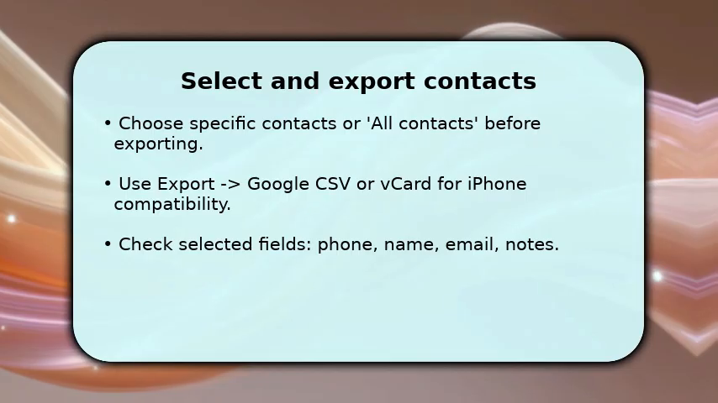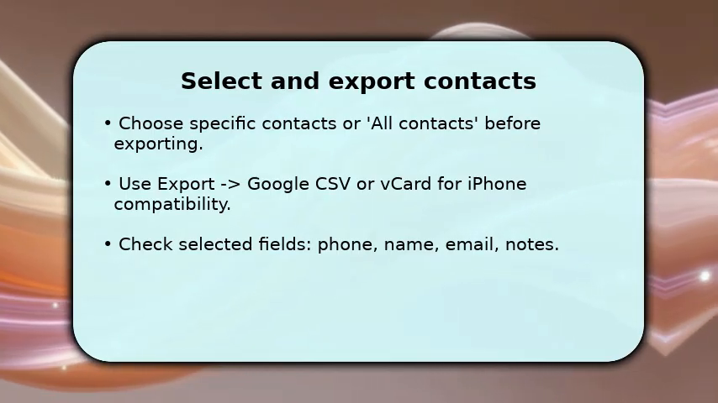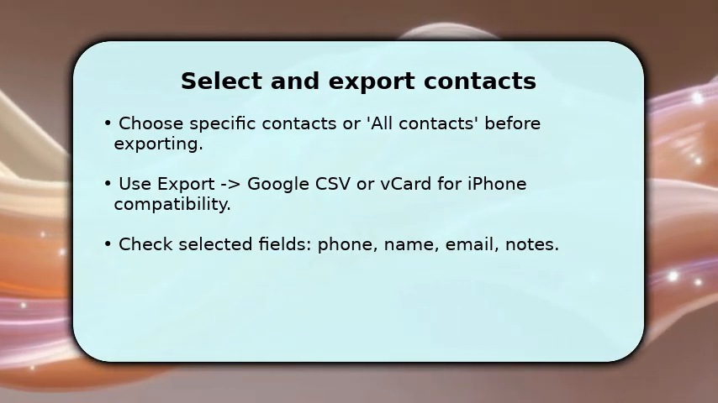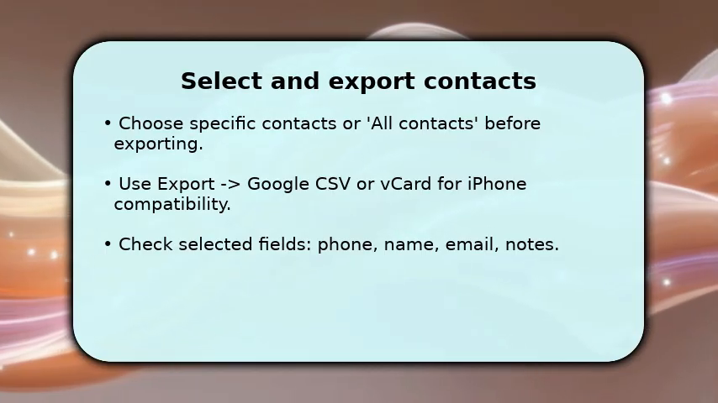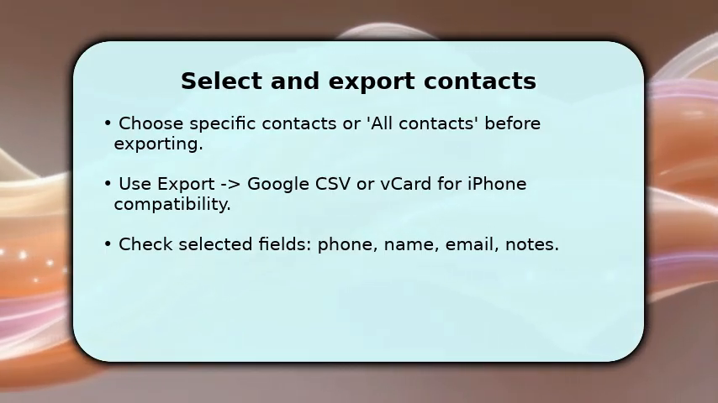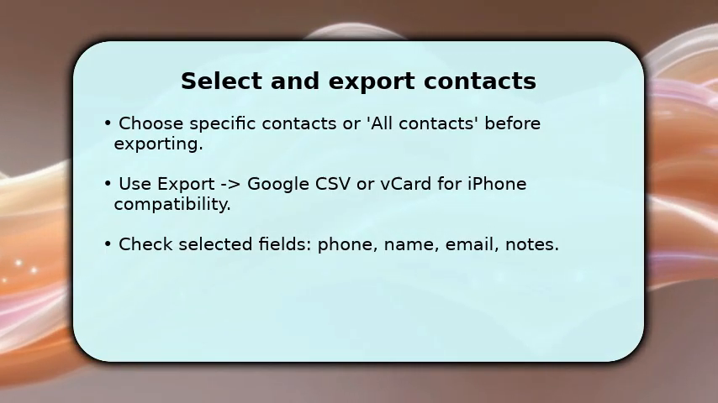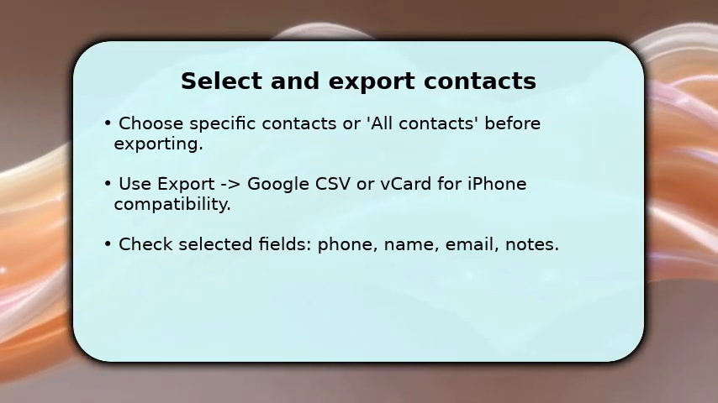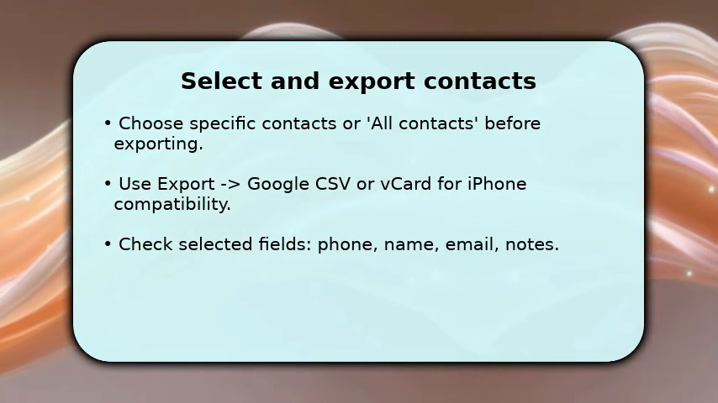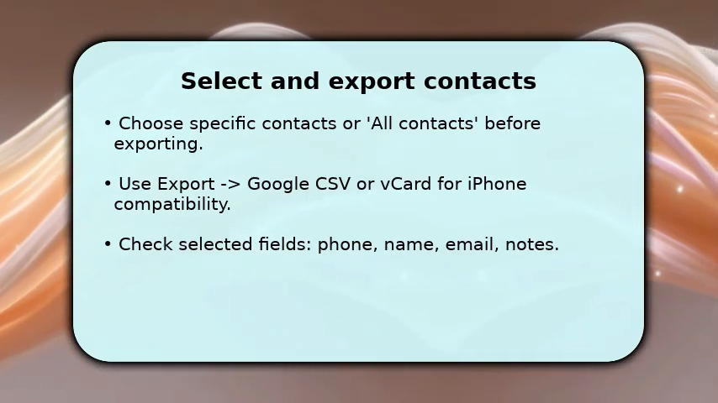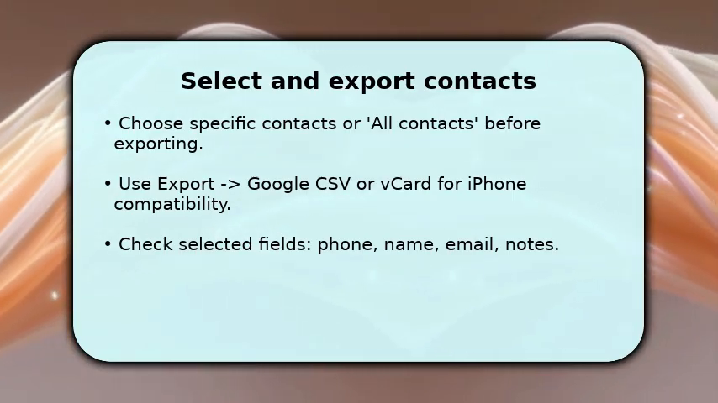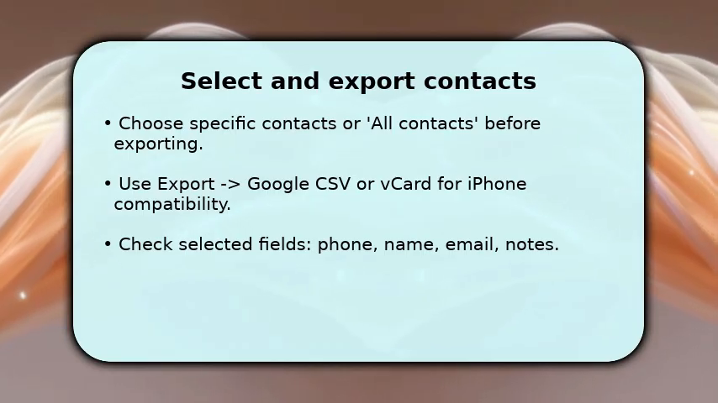Once done, click the menu and pick Export and choose Google CSV for Android phones or vCard for iPhone. This ensures compatibility. Make sure you include the right fields like phone numbers, names, and emails so nothing important is omitted. After export, save the file to a known folder or cloud drive. This step creates the actual transferable file you will import to your phone.